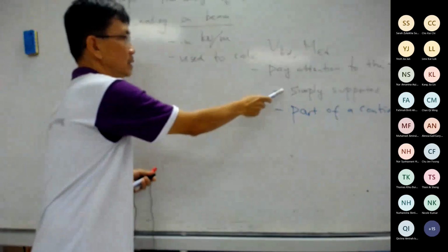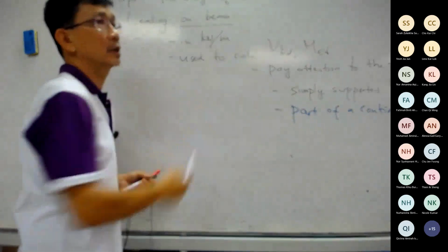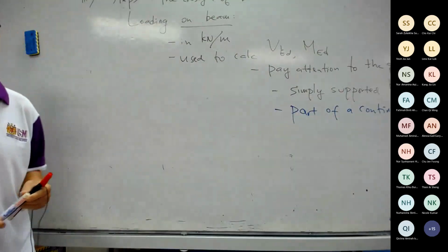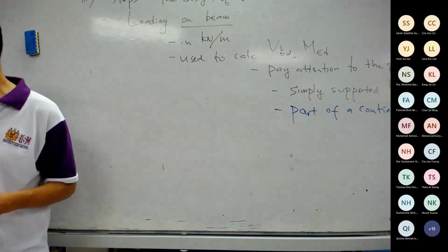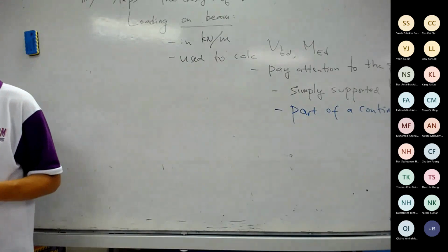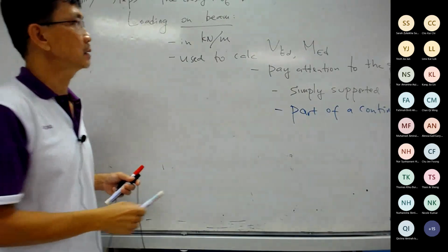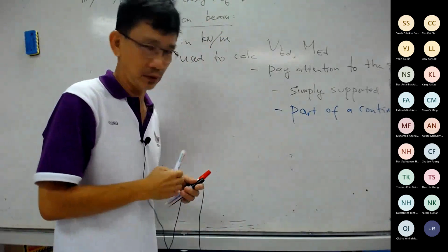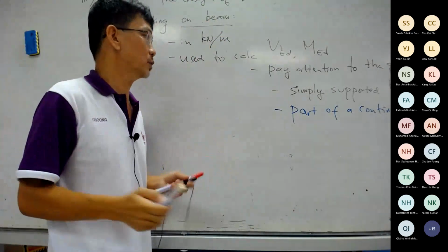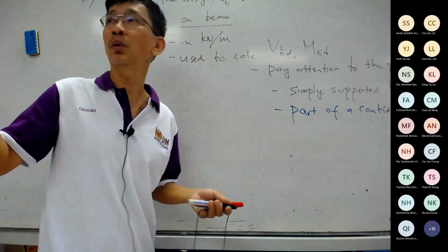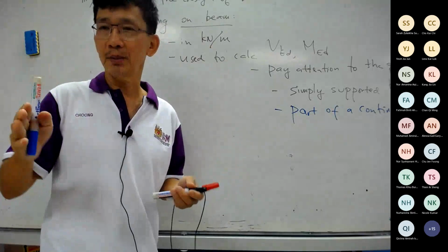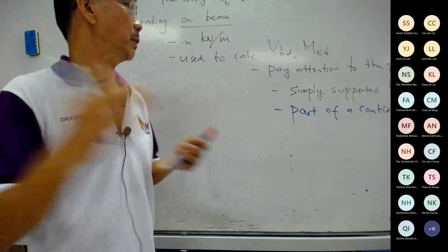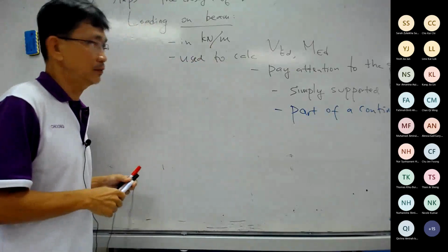Because if this is this or this, the way you calculate VED and MED, they are different. In the design project, you cannot just design part of a continuous beam. If your continuous beam has 3 spans, 4 spans, we have to design for the whole, from span number 1, span number 2, span 3, and span 4, and then you have to design for the whole.